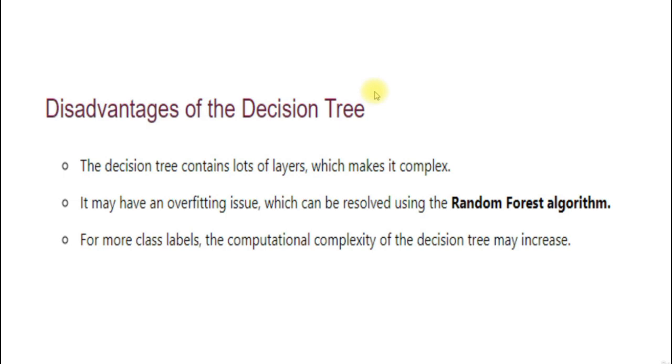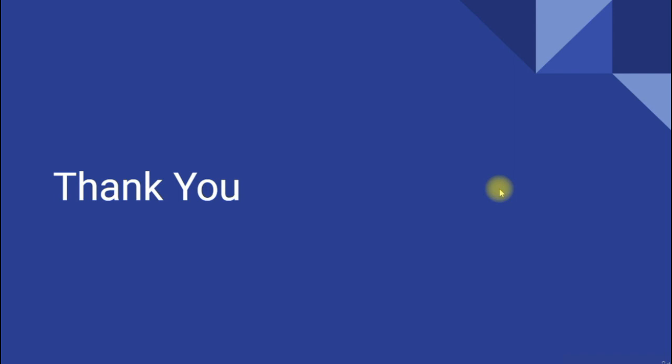Now, finally, let us understand some of the disadvantages of using a decision tree. The decision tree contains a lot of layers, which makes it slightly complex. Sometimes, checking too many conditions makes it a little complex. This may also lead to an overfitting issue, which can be resolved by using the random forest algorithm. This is another very important and super powerful machine learning algorithm that we are going to cover in the next few videos. For more class labels, the computational complexity of the decision tree may again increase. So these were some of the disadvantages of decision tree. I hope you are clear with the basic concept and working of decision tree.